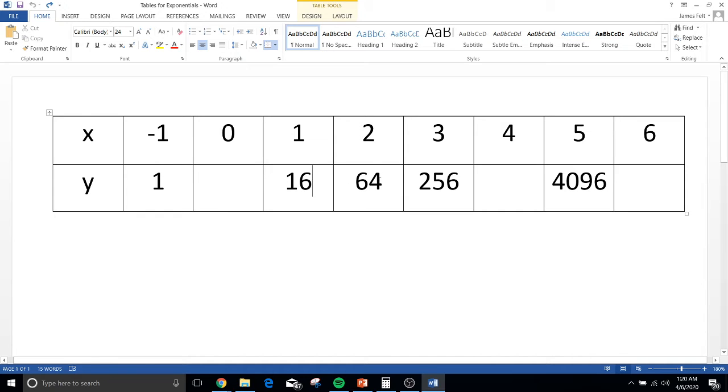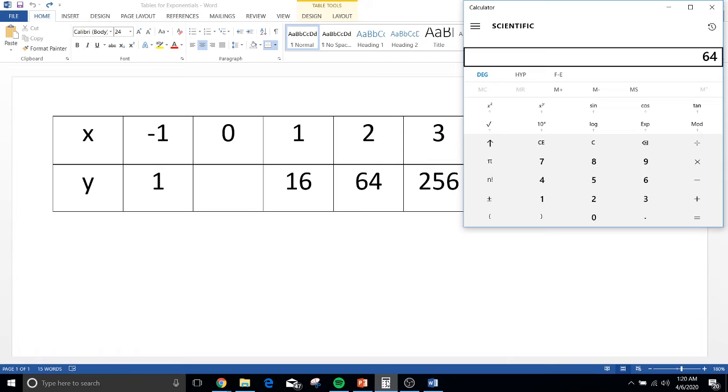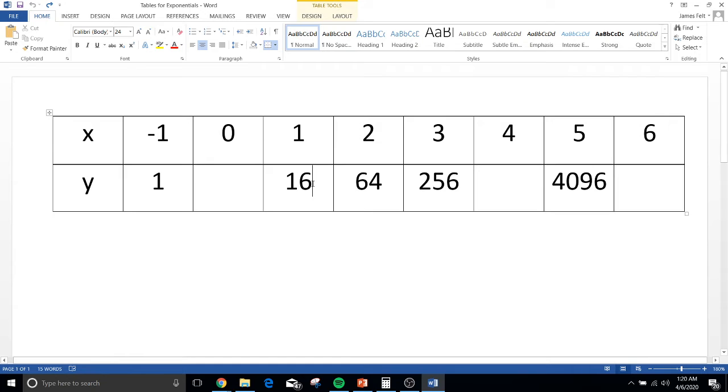From 16 to get to 64, the best way to find out what it would add would be to subtract the 2. So let's go ahead and take 64 and subtract 16. This is going to give us 48. So if this were linear, we would be adding by 48 as we travel to the right.